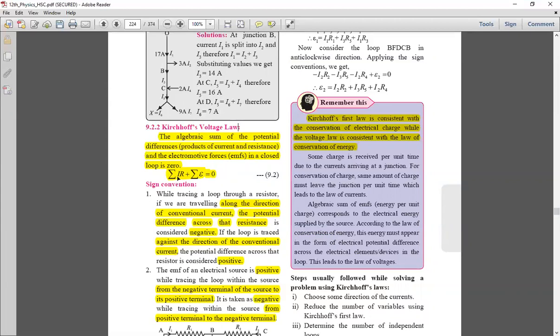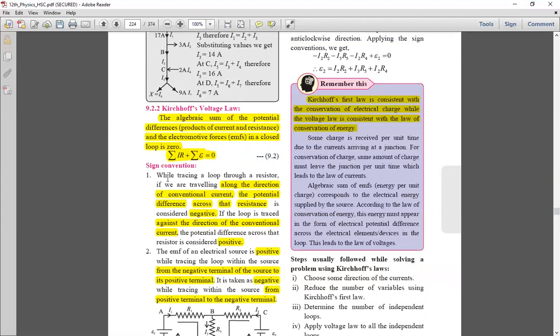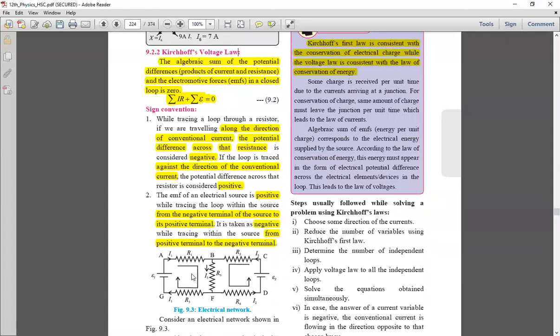So the statement says that in any closed loop, and here is the example given. This is a closed loop, meaning there will be no open point or open path. The whole circuit should be closed, because current only flows in a closed path. Let's go for the explanation first, then we will understand these sign conventions.